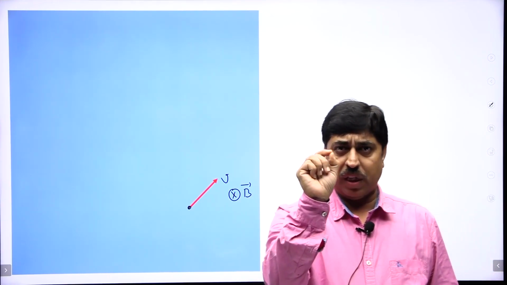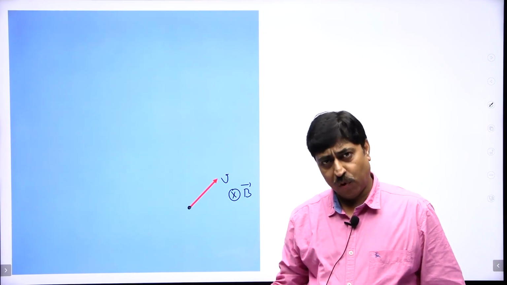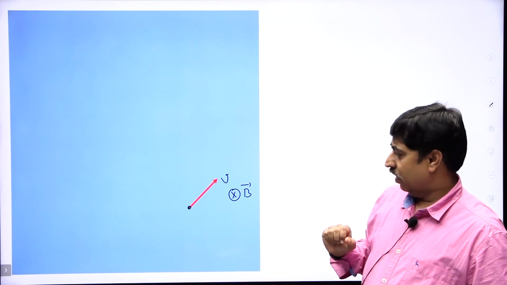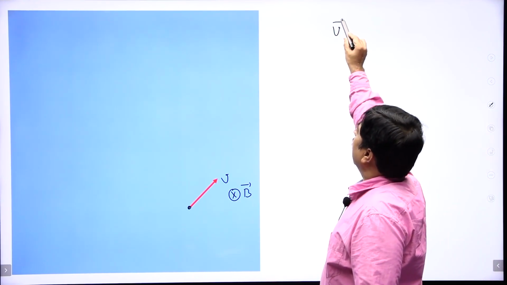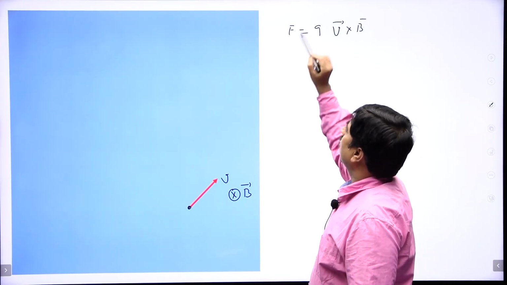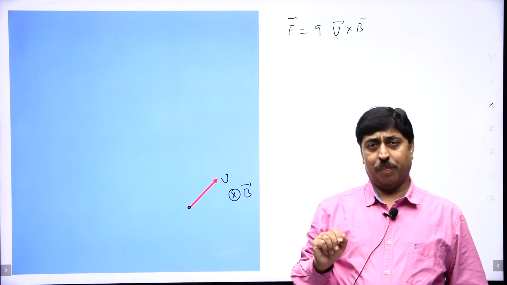As soon as the charged particle is projected, it starts experiencing a magnetic force. Now what is the direction of the magnetic force in this particular case? The direction of the magnetic force is always in the direction of v cross b. In fact, the force is q v cross b. This is what you have studied. So what is v cross b? How to figure out v cross b?